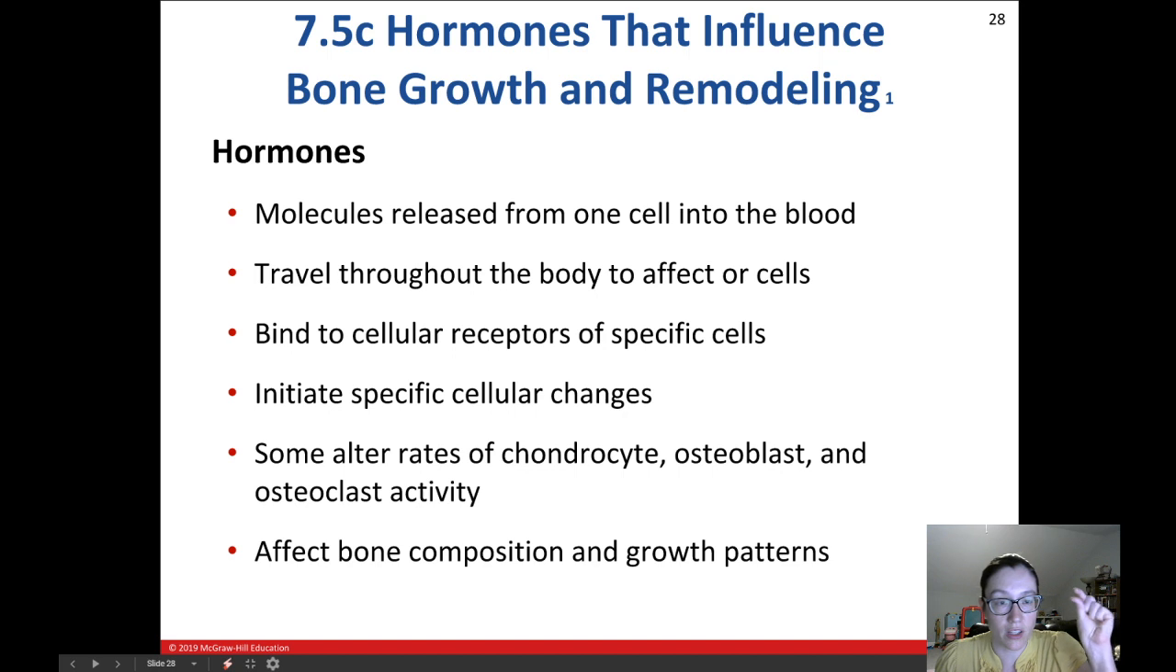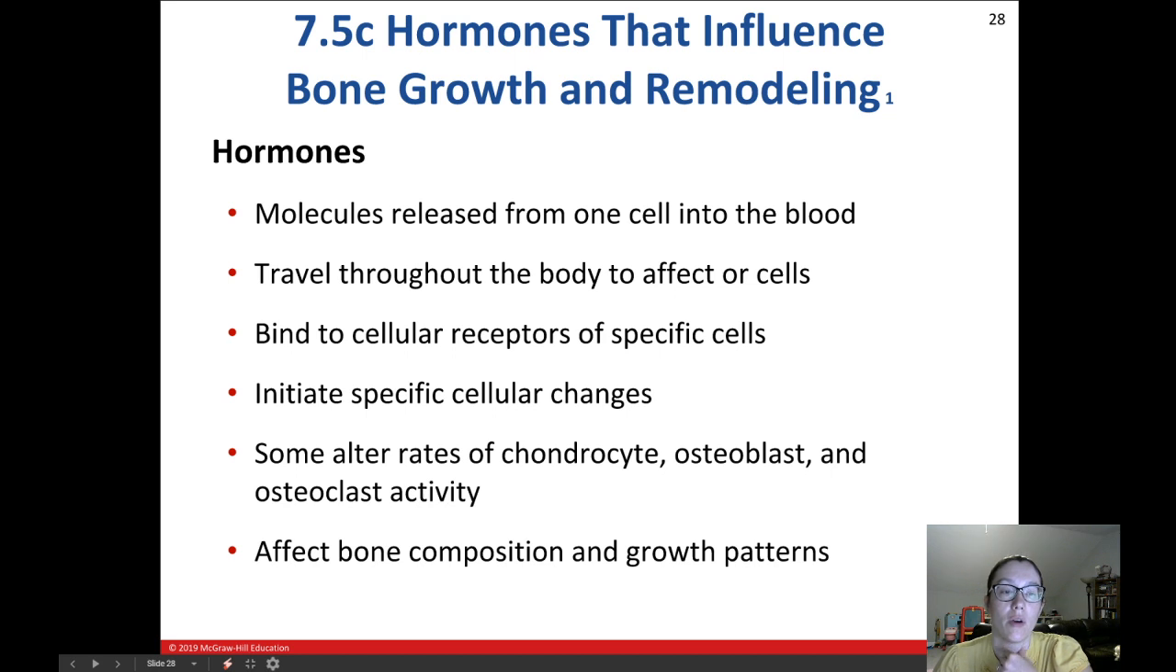Hormones are little tiny molecules. I think of them as chemical messengers. They're released from one cell or gland into the blood. They travel through the blood to an effector, so they're going to affect different body cells. They only affect certain cells, right? So they're not going to affect every cell necessarily. They only affect cells that have a specific receptor for that specific hormone. Each receptor is specific to its own type of hormone.